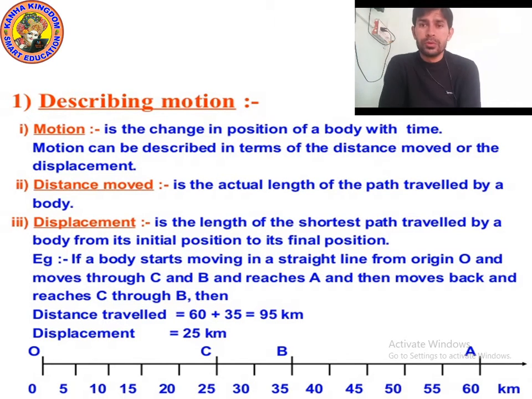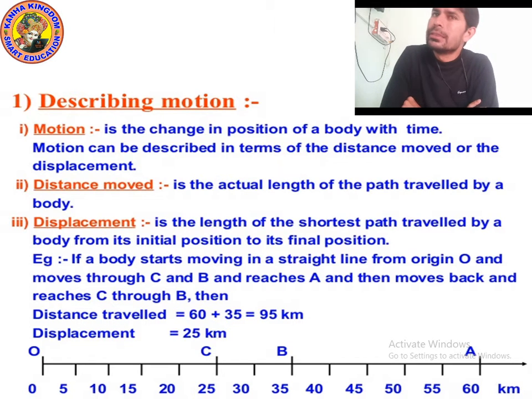What is the unit of distance? The unit of distance is meter. There are many small units like centimeter and bigger units like kilometer, but the SI unit that we use to measure distance is always meter. Now displacement.